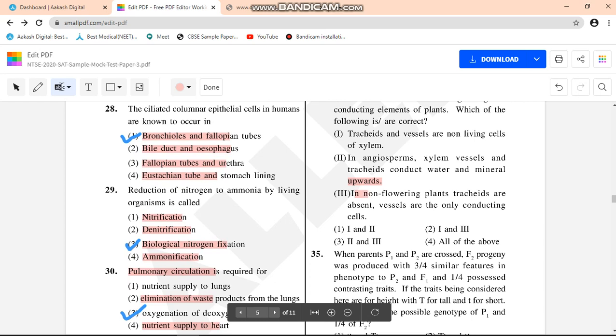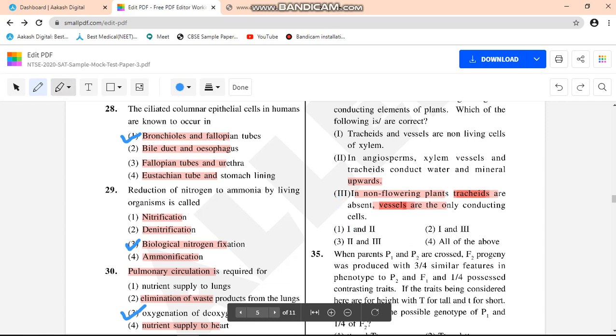The third statement is, in non-flowering plants, tracheids are absent and vessels are the only conducting cells. Friends, in this question it is given that tracheids are absent, but in non-flowering plants, only tracheids are present for conduction purposes, and vessels are mostly absent there. So friends, which option will be correct? Option number 1, statements 1 and 2 are true, and option number 1 is correct.